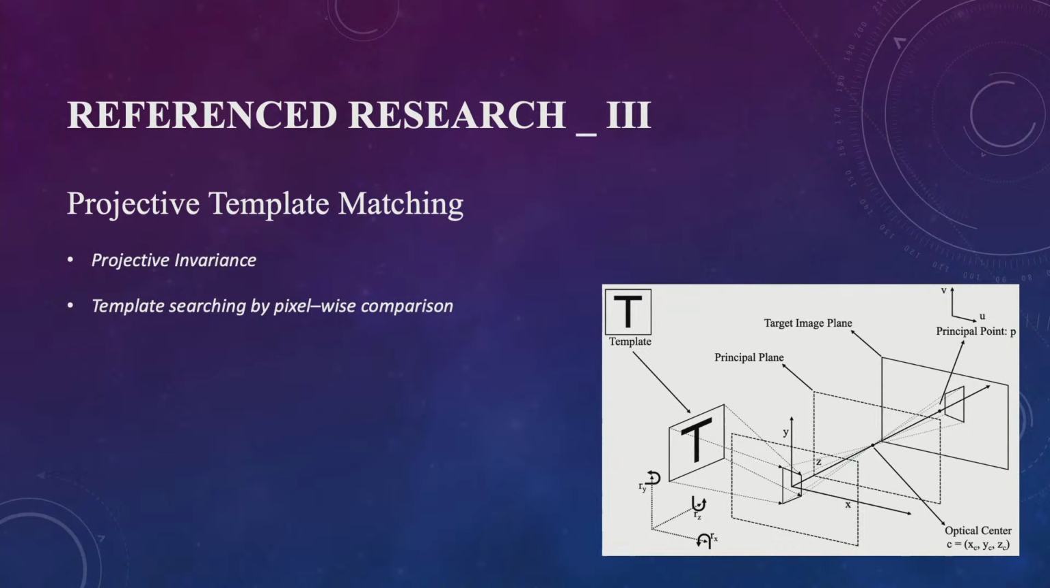Projective template matching is a computer vision technique by which the algorithm searches for the specific template within the test image. One difference with the general template matching is that projective template matching has more degree of freedom by projective invariance feature. The searching of the template in the image is done by the pixel-wise calculations.